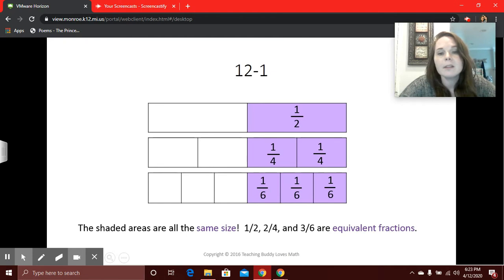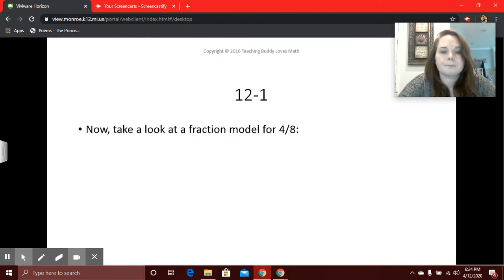One important thing, though, again to remember, is that each of these rectangles is broken up into equal parts. If you were to make your rectangle and you didn't have equal parts, then those fractions would not be correct. So you definitely want to make sure that it is broken into equal parts.